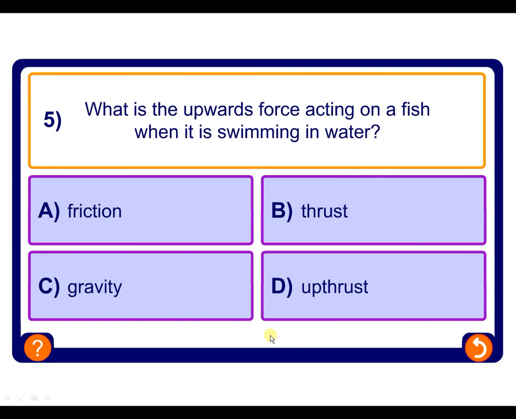The upward force acting on a fish when it is swimming in water. Okay, there's friction in the water. I'm not sure if it's upwards. Gravity is never upwards. Thrust, that's questionable. Could there be a clue there? Up, thrust.